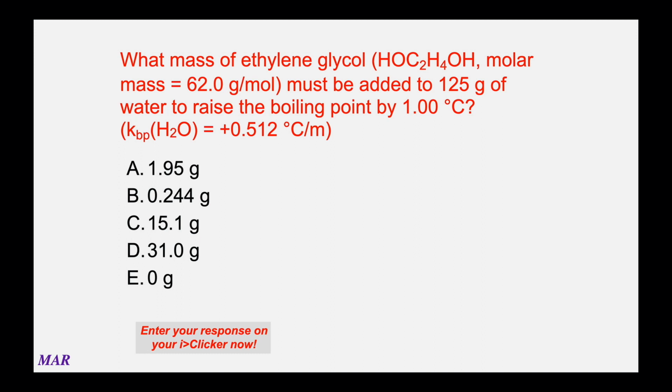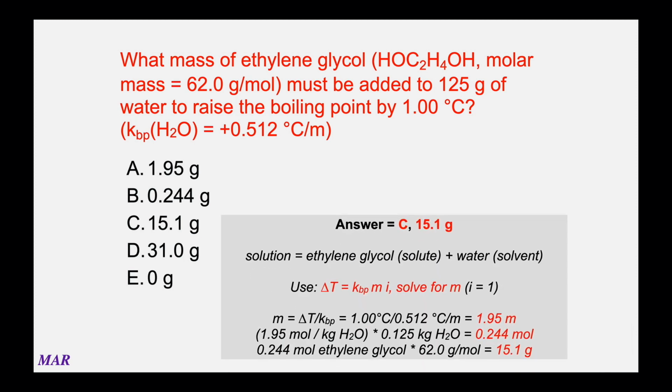So molality times kilograms will give you just moles of solute, which is moles of ethylene glycol. And moles of ethylene glycol times 62.0 grams per mole will tell you how many grams you need to add here. So let's look at the math without me just talking about it. ΔT equals K times m. Oh, I didn't include i.